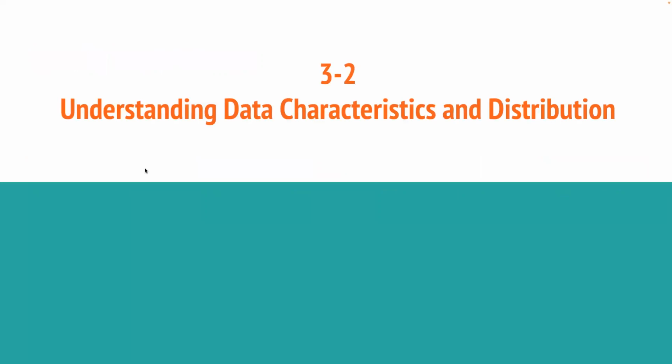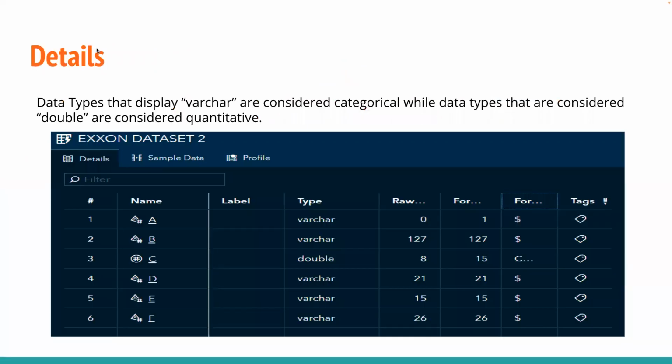Exercise 3-2 was understanding data characteristics and distribution. So we're looking at 3 different kinds of graphs on SAS file. The first one is details. This is data types that display varchar or are considered categorical, while data types that are considered double are considered quantitative. So we come down to the type section. Varchar here, here, here, and here is categorical, but this double is quantitative.